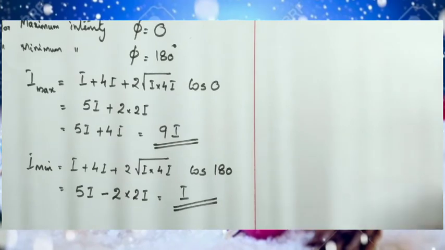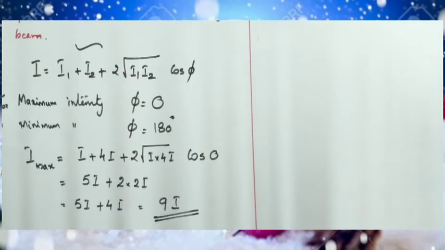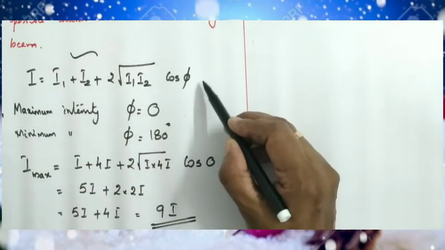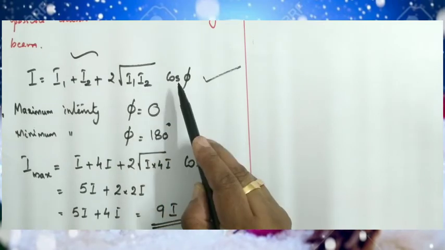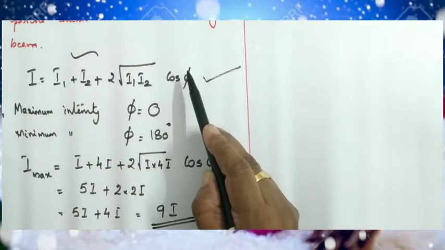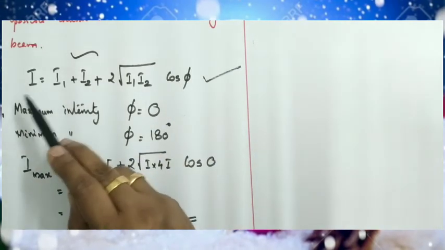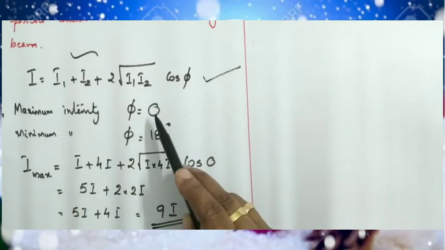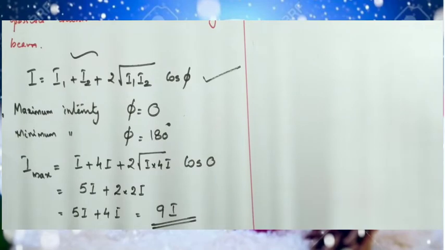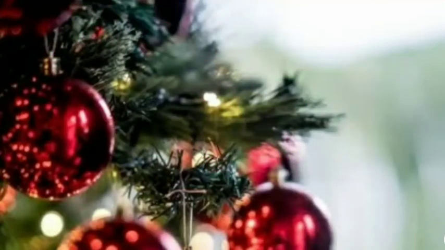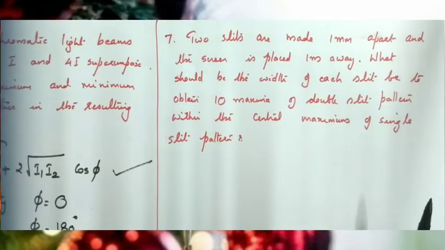Okay, so learn the formula by heart. If different intensities are given, we can use the formula I equal to I1 plus I2 plus 2 root of I1 I2 cos phi. Phi is the phase difference between the two waves, and intensity is maximum if phi is equal to 0, and intensity is minimum if phi is equal to 180 degrees. Now we move on to the next question.